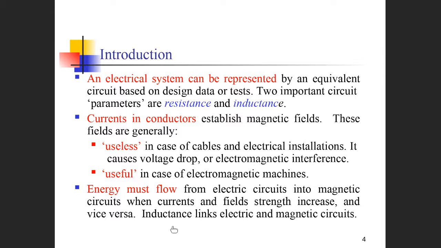So if you have 1 ampere, the amperes times this inductance represents the magnetic field. Vice versa, if you have a magnetic field, that divided by the inductance gives the current. And this is the linking parameter between the electric and magnetic circuits. Now, thinking about this will help you understand the nature of the electric field and magnetic field.